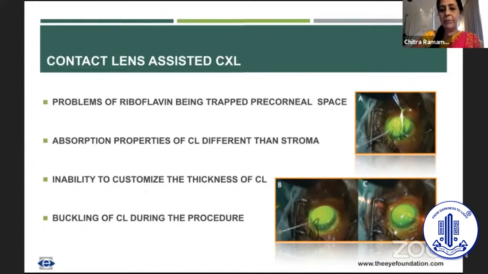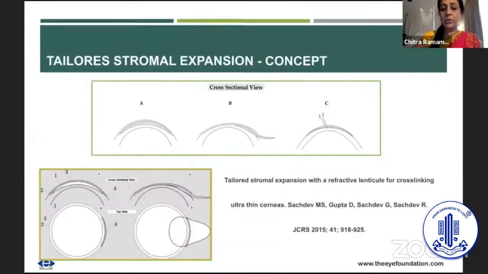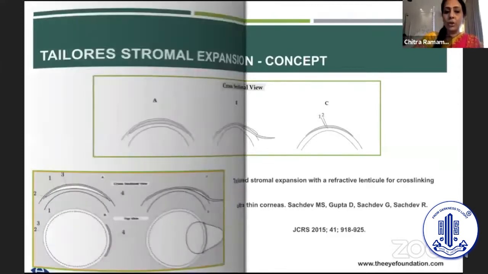Then we looked at the contact lens cross-linking, and we found that there were problems because the riboflavin does get entrapped in the precorneal space. The absorption properties of the contact lens is definitely different from stroma. Not to forget the buckling effect of the contact lens during the procedure. So then the tailored stromal expansion with the SMILE lenticule seemed to be more promising and more physiological.